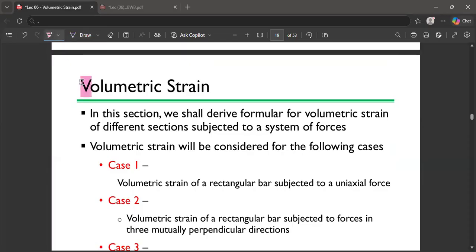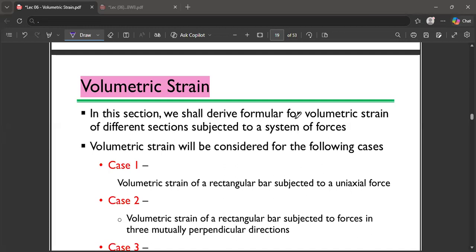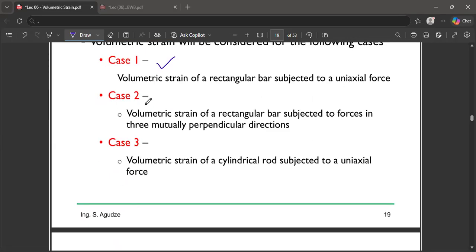Since we are still talking about volumetric strain, that is why you are still seeing it over here. In this section, we shall derive formulas for volumetric strain of different sections subjected to a system of forces. Volumetric strain will be considered for the following cases. In case 1, volumetric strain of a rectangular bar subjected to a uniaxial force. In case 2, volumetric strain of a rectangular bar subjected to forces in 3 mutually perpendicular directions. In case 3, volumetric strain of a cylindrical rod subjected to a uniaxial force.